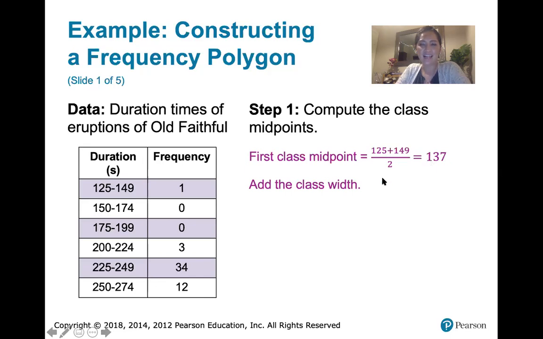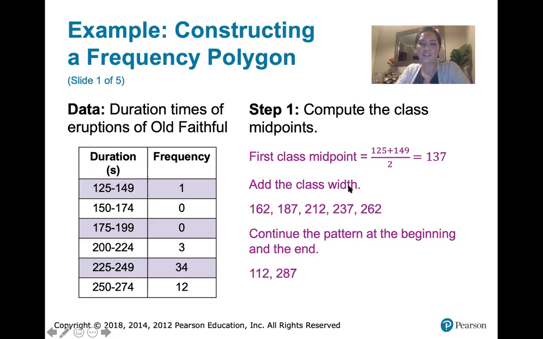So we're going to add the class width until we come up with class midpoints for all of these classes. So take 137 and add 25, and then add 25 and add 25 and add 25 and add 25, and that's giving you the class midpoints of all 6 classes. We've got our first one and then the other 5. And then we want to add the class width one more time. So add 25 to that 262 to get 287 to get the would-be class midpoint of the class that would be above this one.